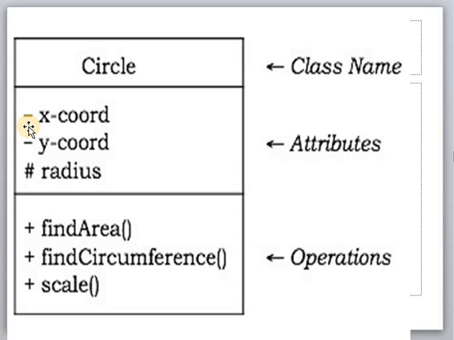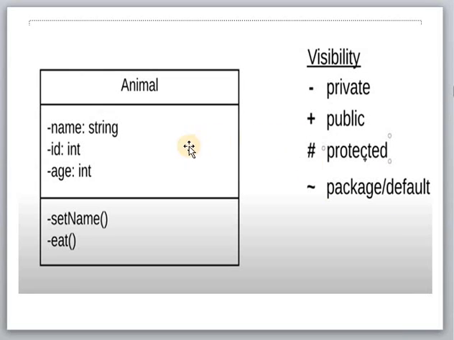So we can describe the visibility types of set of attributes and set of operations in order to limit the accessibility of these attributes and set of operations. So here we will have another example of animal class with the attributes name, ID, and age.